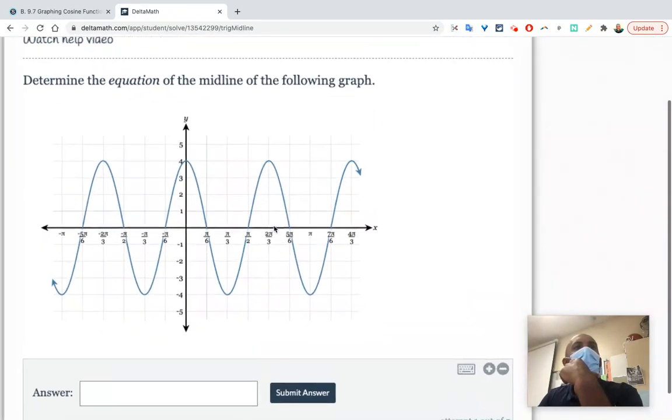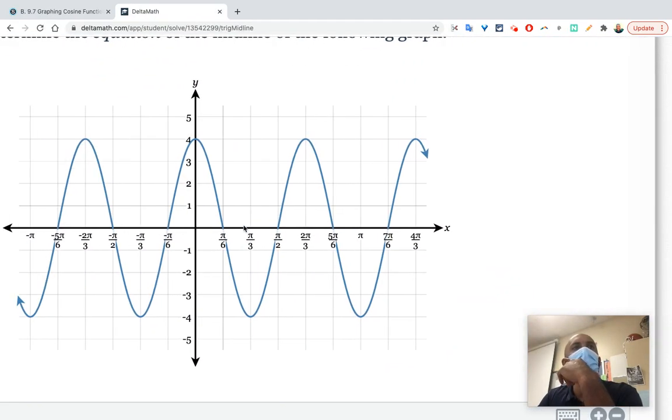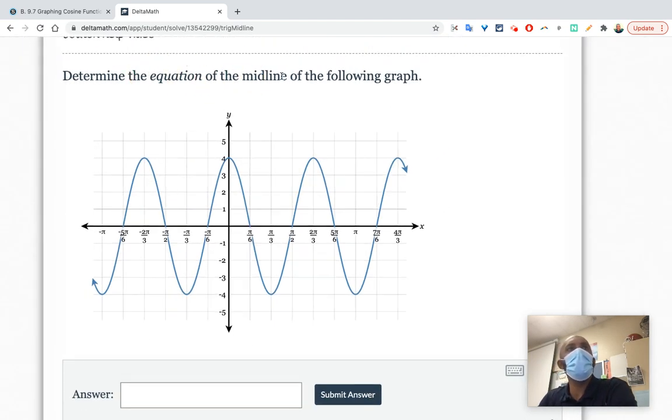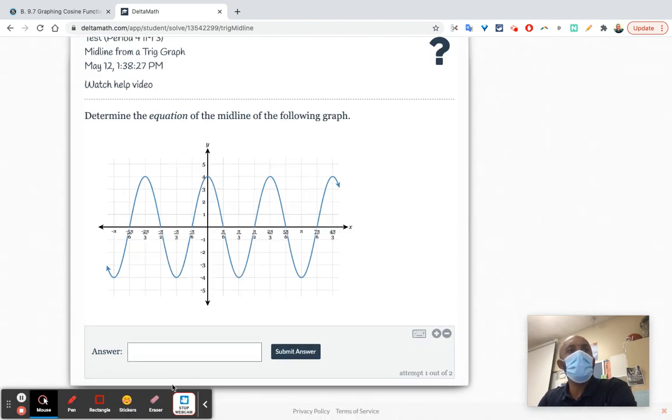All right, so what you're doing is you're looking at either a sine wave or a cosine wave, and it's just asking for, it says, the equation of the midline. Okay, so remember, first of all, before we talk about equation, just remember that midline is just where the middle of this graph is. It's basically the middle point between the peak of your graph and the valleys of your graph. And right here for this graph, that's right down the middle on the x-axis.